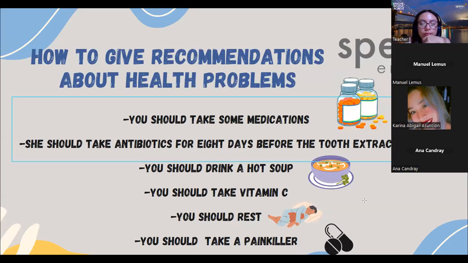How do you give the recommendation about health problems? You should take some medications. It's okay, Karina, don't worry. Take antibiotics for 8 days before the tooth extraction. You should drink a whole cup. You should take vitamin C. You should rest and you should take a painkiller. A painkiller. Very good, Karina. Thank you for helping me read.